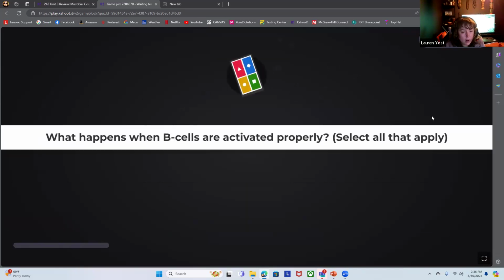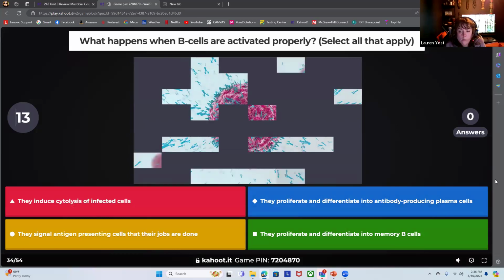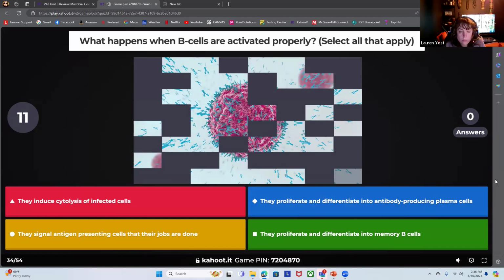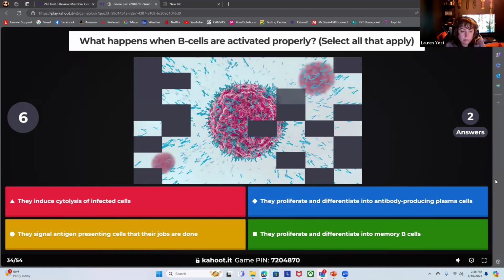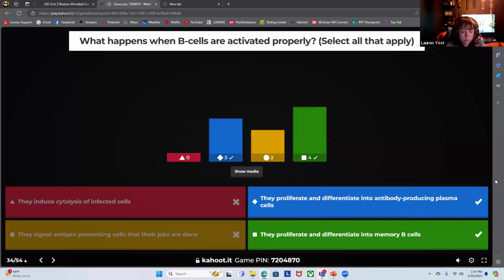Next, could be more than one. What happens when B cells are activated properly? All right, so this is going to be blue and green for this. They proliferate and differentiate. That's what everybody does, right? So you're going to proliferate out, and you will differentiate into memory cells or regulator cells, which aren't on the choices here, but that is something everybody's going to do. And then we have, in the case of B cells, antibody-producing plasma cells.